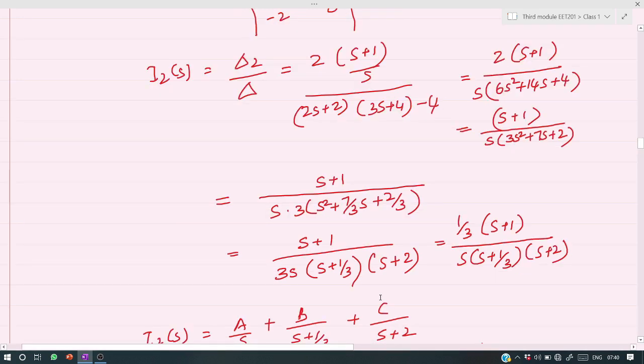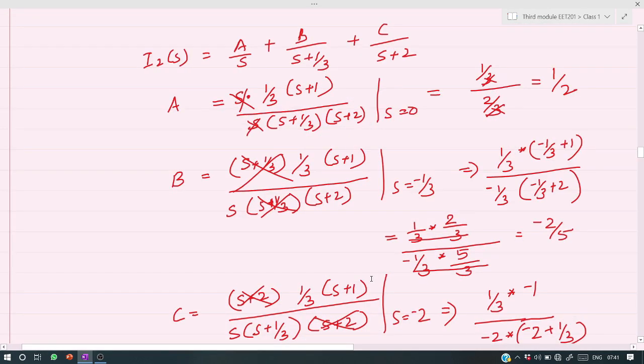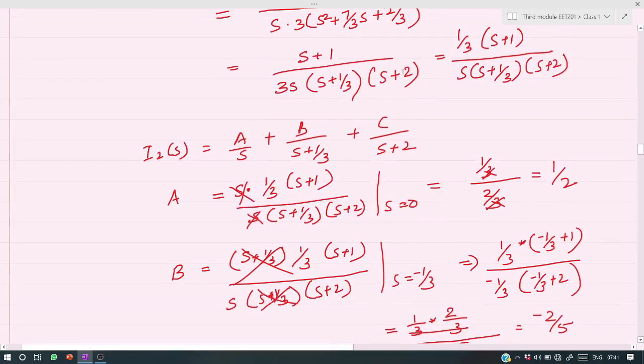Substituting the values of delta 2 and delta in this expression, after simplifying we can write I2 of S as 1 by 3 into S plus 1 upon S into S plus 1 by 3 into S plus 2, which can be solved by partial fraction expansion. I2 of S can be written as A by S plus B by S plus 1 by 3 plus C by S plus 2. The coefficient A can be obtained by multiplying I2 of S, that is this expression, with S and equating S is equal to 0 in that equation.